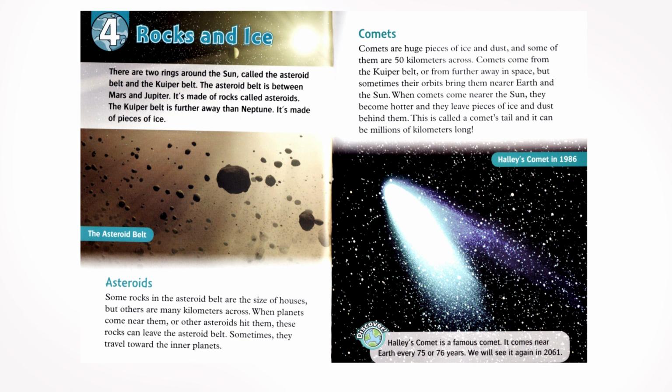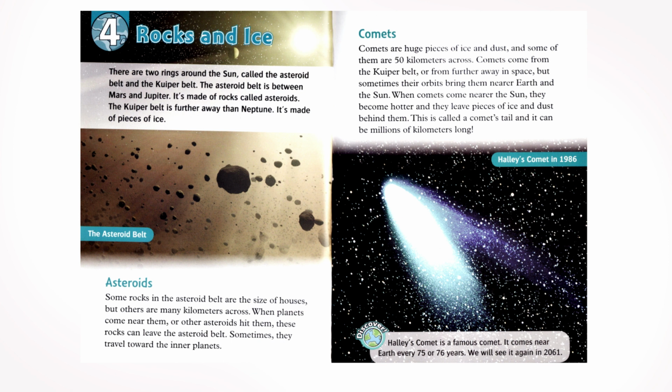Comets. Comets are huge pieces of ice and dust, and some of them are 50 kilometers across. Comets come from the Kuiper belt, or from further away in space, but sometimes their orbits bring them nearer Earth and the Sun. When comets come nearer the Sun, they become hotter, and they leave pieces of ice and dust behind them. This is called a comet's tail, and it can be millions of kilometers long.